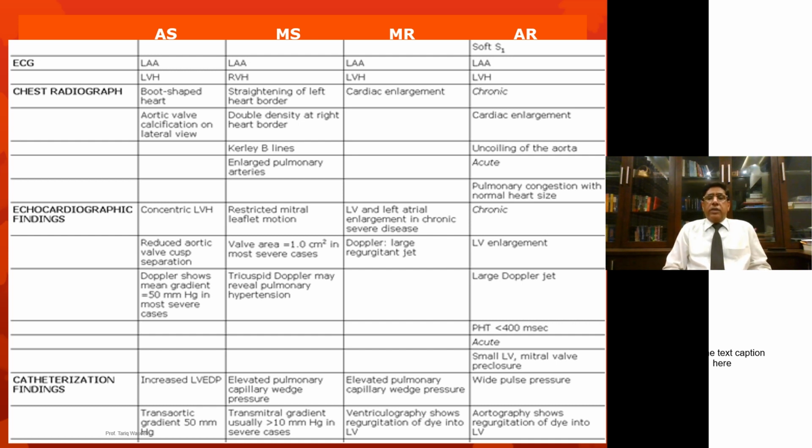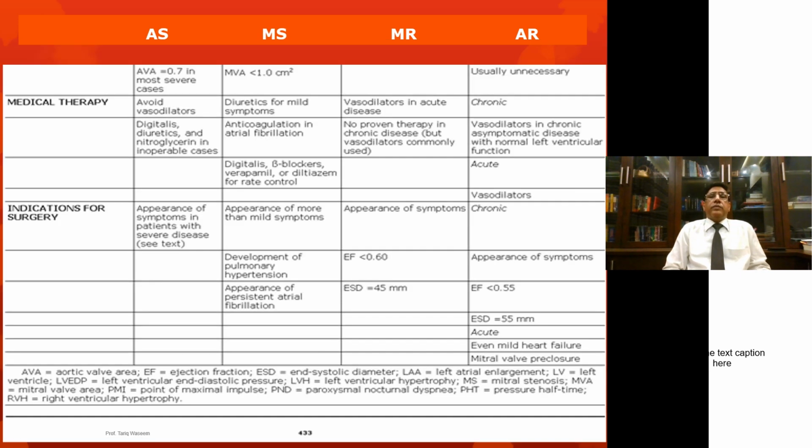In mitral regurgitation, ventriculography would show the regurgitation of dye into the left atrium, and in aortic regurgitation on catheterization, there would be a wide pulse pressure recorded, and aortography would show regurgitation of dye into the left ventricle.